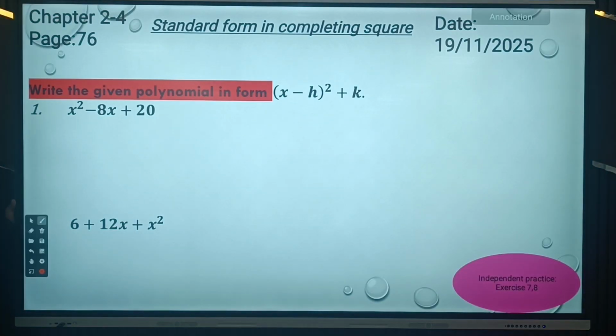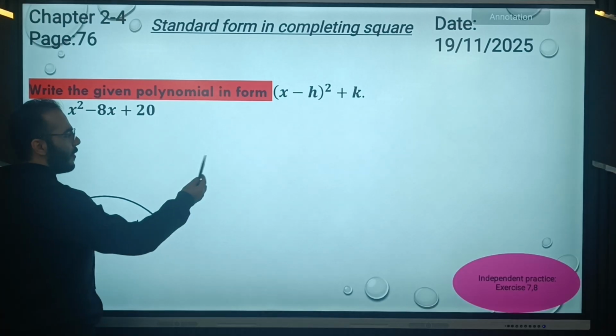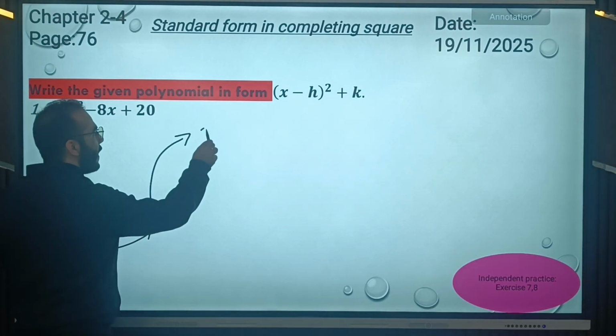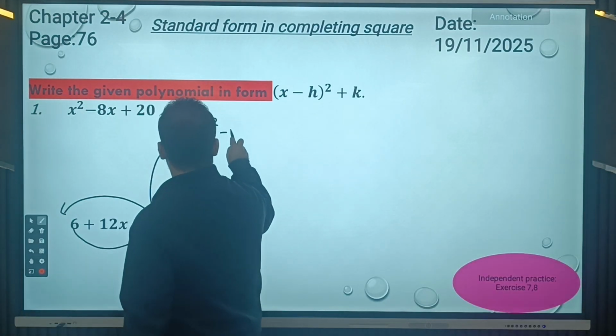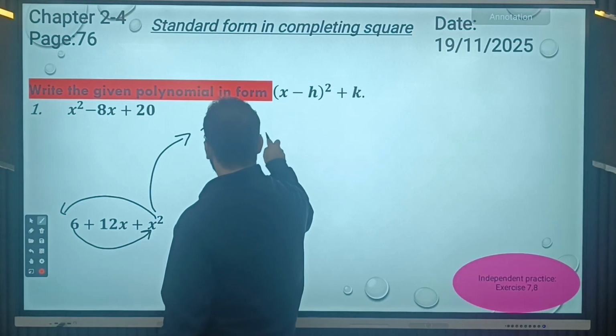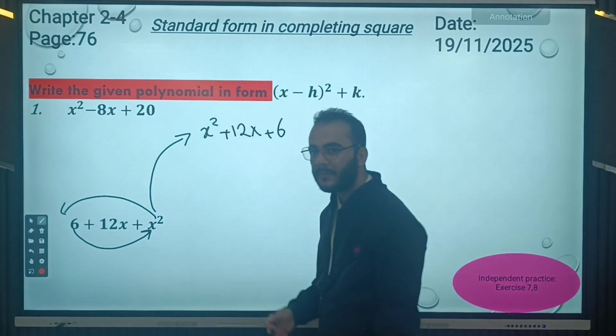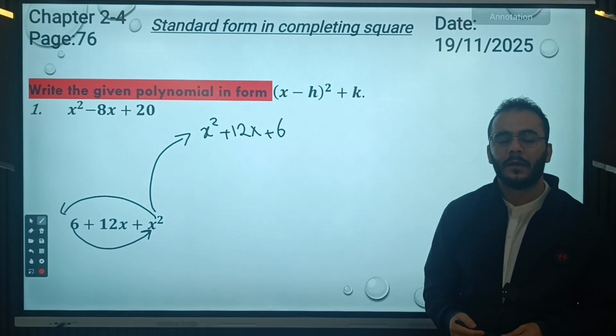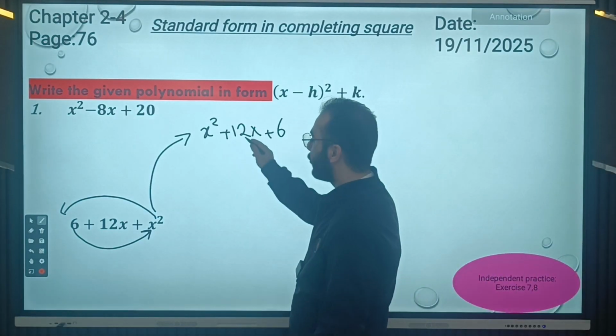Before doing the completing square, we need to write it in order. So move this x squared to the beginning and move this 6 to the end. So reform it from the highest exponent to the lowest exponent. So it's going to become x squared plus 12x plus 6. Is the coefficient of x squared 1? Yes, it is 1. So let's move to the second step.